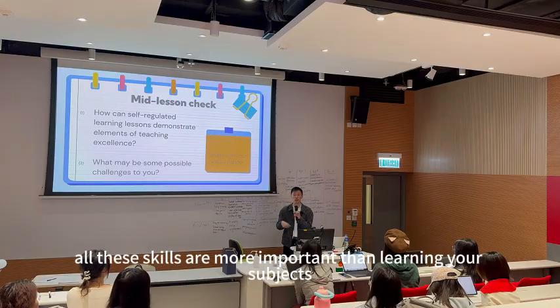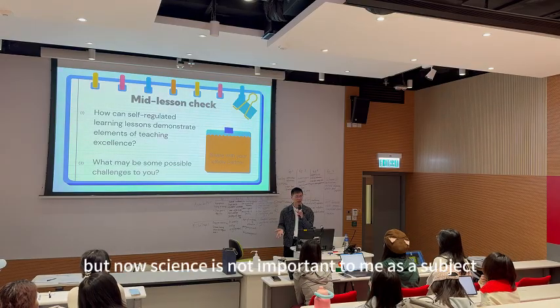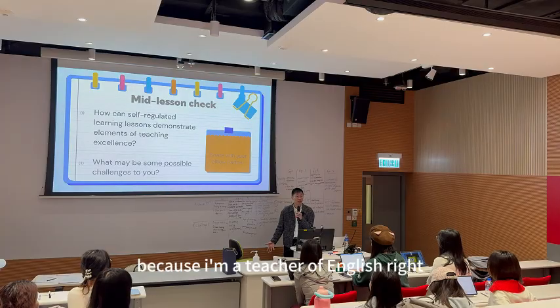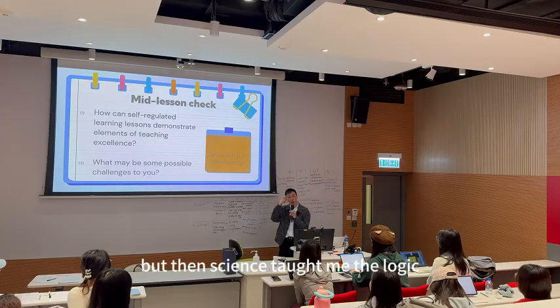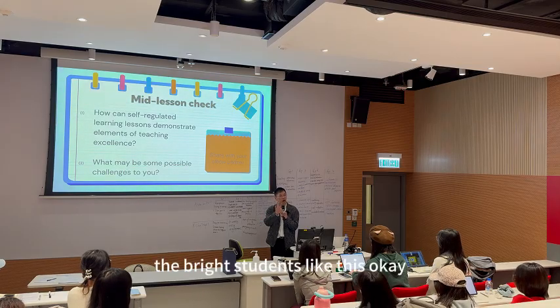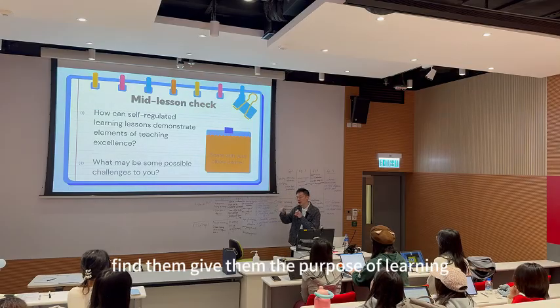And then when you go to work, you will find all these skills are more important than learning your subjects. I was a science student, but now science is not important to me as a subject because I'm a teacher of English, right? But then science taught me the logic and also reasoning. They are forever, right? The bright students like this, okay? Find them, give them the purpose of learning.